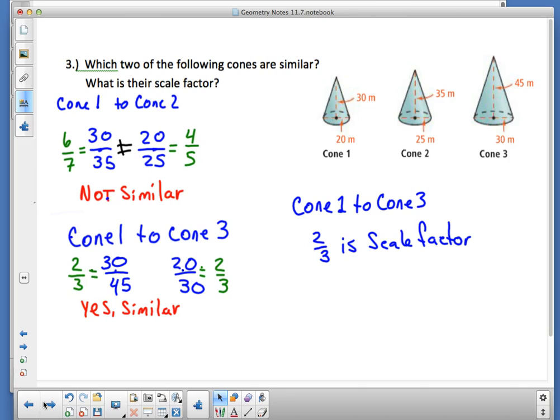Now at this point, as people are writing this down, they're going, well, Bloom, what about cone 2 to cone 3? You didn't check that one. I don't have to. Since cone 1 is similar to cone 3, I already know that cone 3 can't be similar to cone 2 because cone 1 is not similar to cone 2. Two shapes that are similar to each other are also similar to other shapes that one of them is similar to. If one of them isn't similar to another shape, then neither are similar to the other shape, okay?